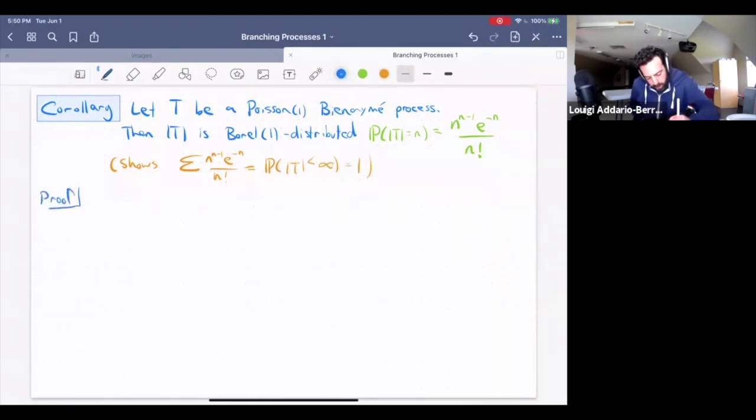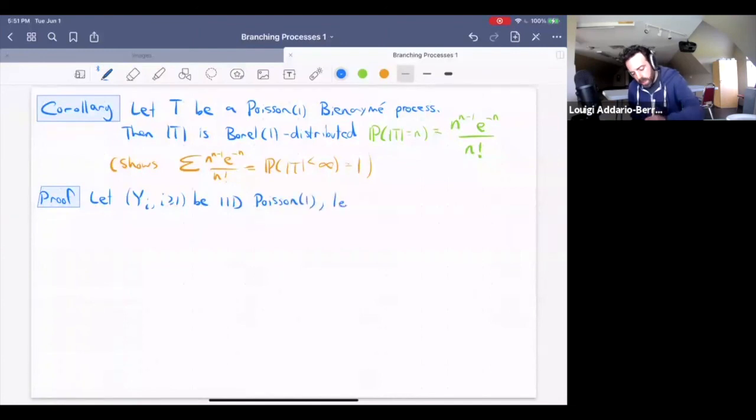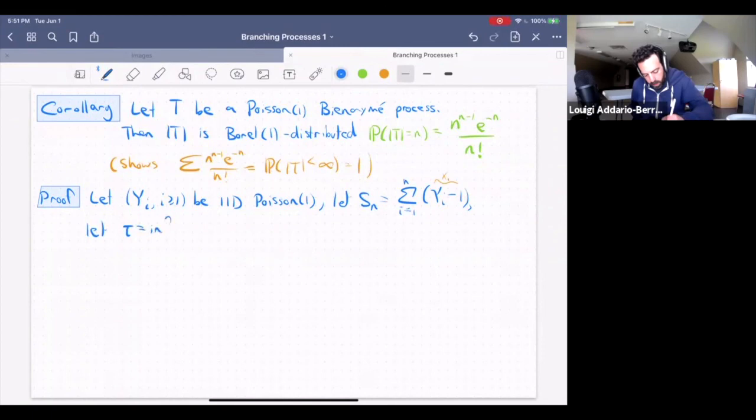The proof of this isn't hard. Let's give ourselves a sequence, let me call them Y_i, since the P_i were Poisson before. These will be IID Poisson 1 random variables, and I'll let S_n be the sum from 1 to n of Y_i minus 1. These are playing the role of the X_i in the previous proof. And I'll let tau be the smallest k such that S_k is minus 1.